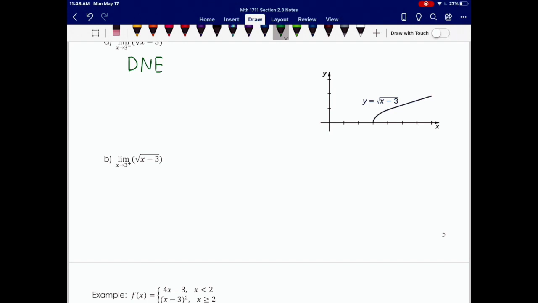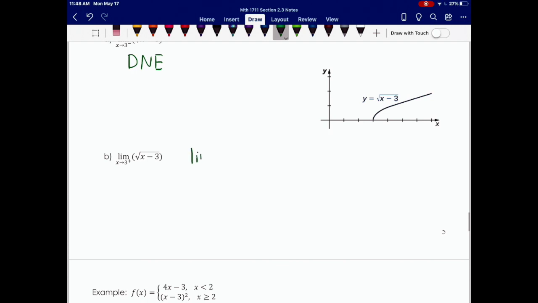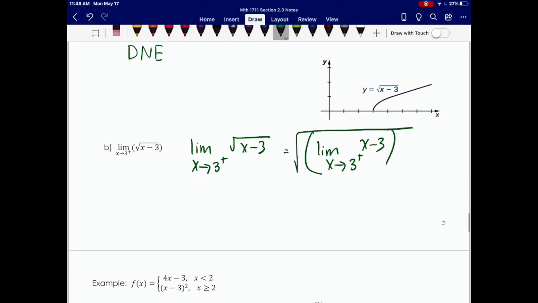We're going to use the root law and say that the limit as x approaches 3 from the right of the square root of x minus 3 is the same as finding the limit as x approaches 3 from the right of x minus 3, and then taking the square root. When we plug in 3, we get 0, and when we take the square root of 0, we get 0. As you can see, as I'm coming from the right, I'm approaching the y value of 0.